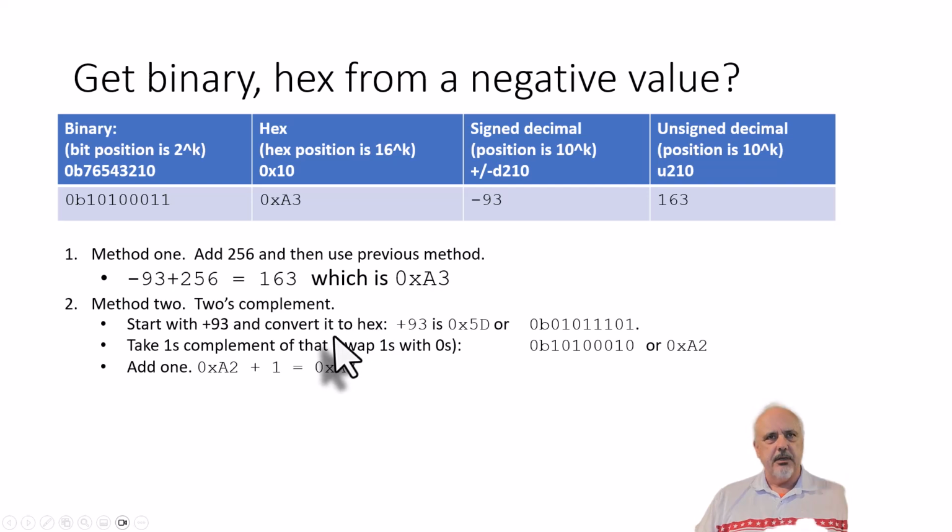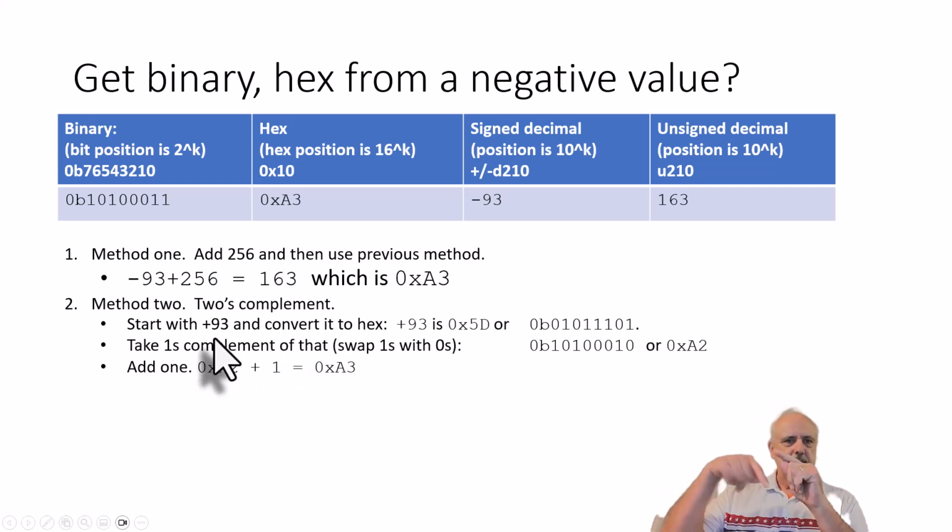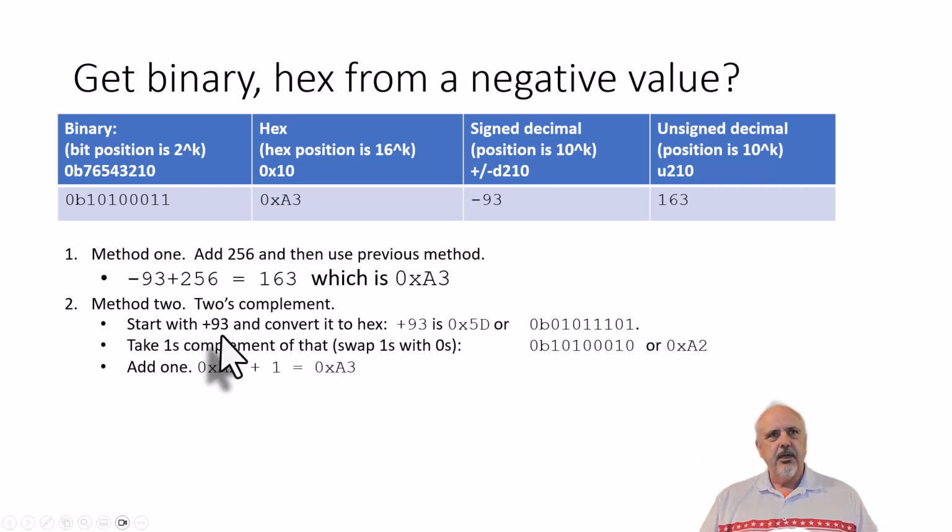So 2's complement is another method. What I could do is look at the positive equivalent. So for minus 93, I'll start with plus 93 and convert it like we know as 5D. Then I take the 1's complement. A 1's complement is where you simply swap 0s with 1s and 1s with 0s. I've got it lined up so you can see 0 going with 1, 1 to 0, and so on. So that is A2.